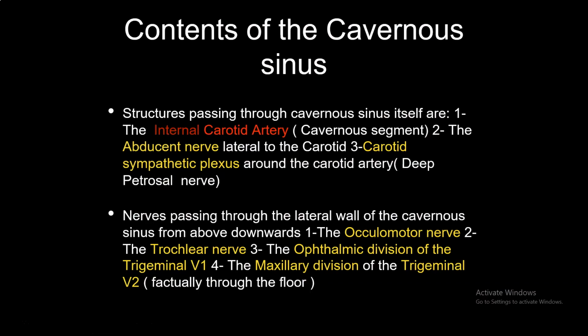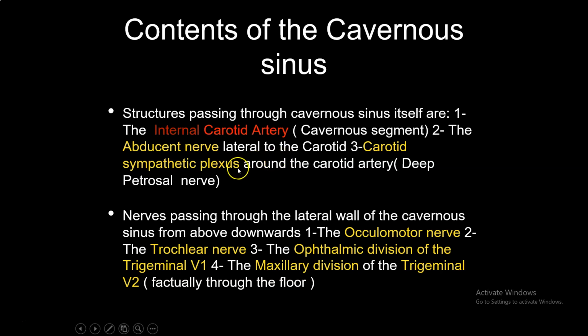Contents of the cavernous sinus. The structures passing the cavernous sinus, as we said before, are the carotid artery, internal carotid artery, which is the most important structure inside the cavernous sinus, and the abducent nerve, which is lateral and inferior to it, and a carotid sympathetic plexus around the carotid, forming what we call the deep petrosal nerve.